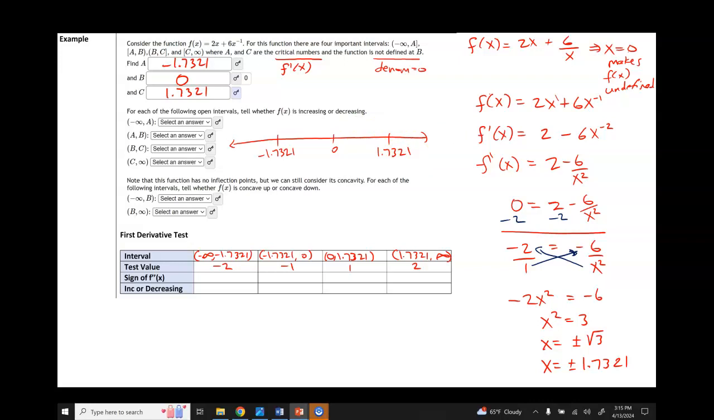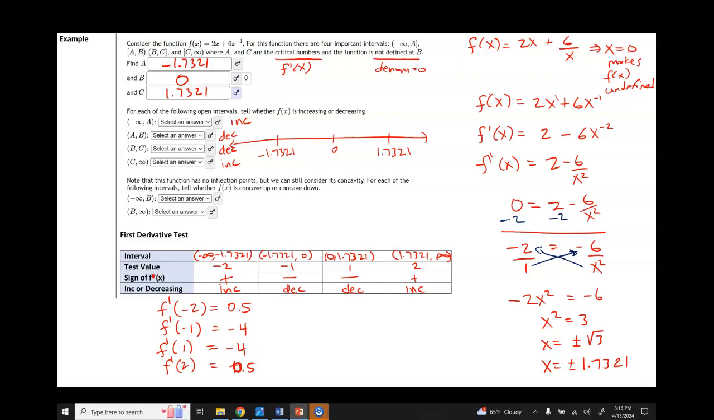Okay, now we got to figure out what is the sign of f double prime of x. So take each of these test points and plug them into the second derivative. I'm sorry, we're still doing the first part. Increasing, decreasing means the first derivative. So this should say f prime of x because we're looking for the first derivative, not the second. I apologize. So in the first derivative, if I plug these test points in, I get positive, negative, negative, positive. So it's going to be increasing, decreasing, decreasing, increasing.